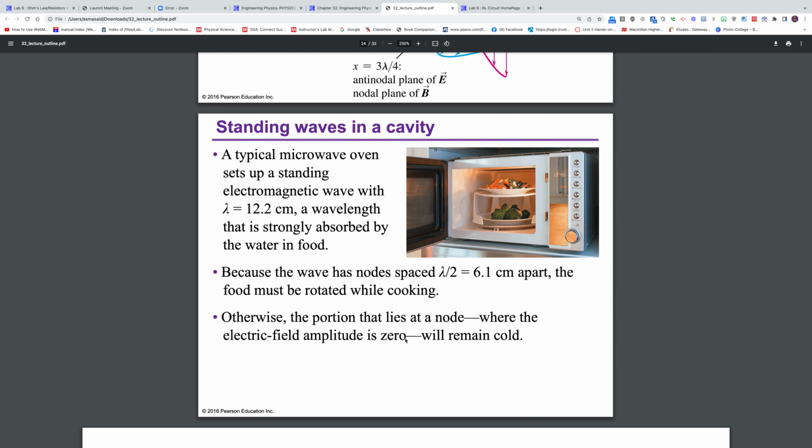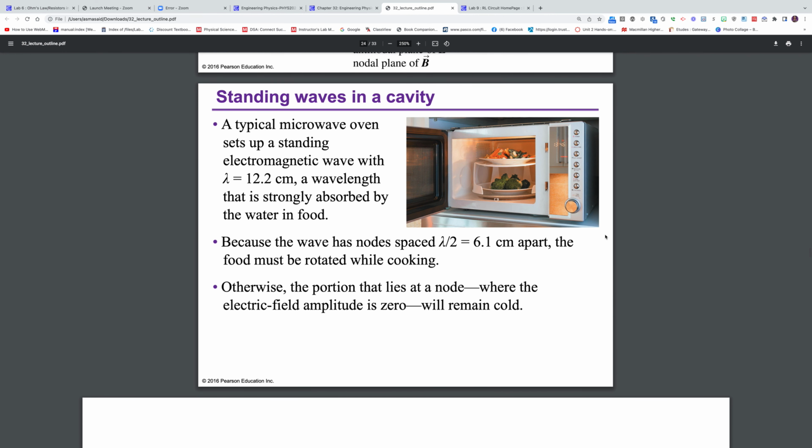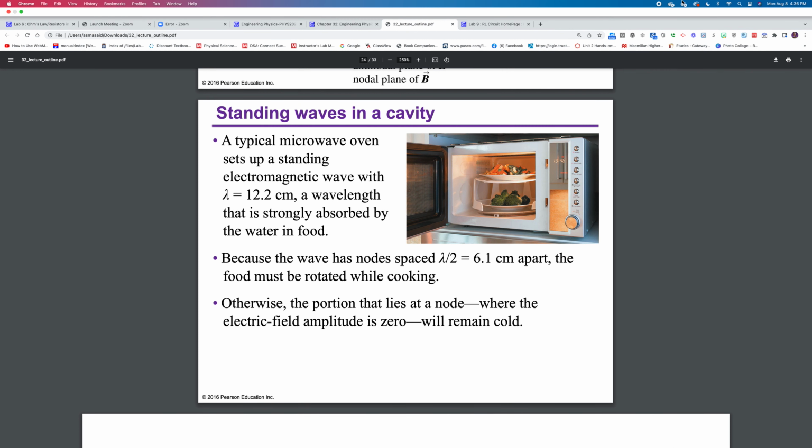One example of standing waves in a cavity is the microwave oven, and typical microwaves use a wavelength that is 12.2 centimeters, that is strongly absorbed by H2O molecules in food. And because the wave has nodes that are spaced at lambda over 2, which is 6.1 centimeters, the food should be rotated while cooking. Otherwise, it's going to stay cold. Okay, this is for the material, and then I will introduce the problem solving in another video.